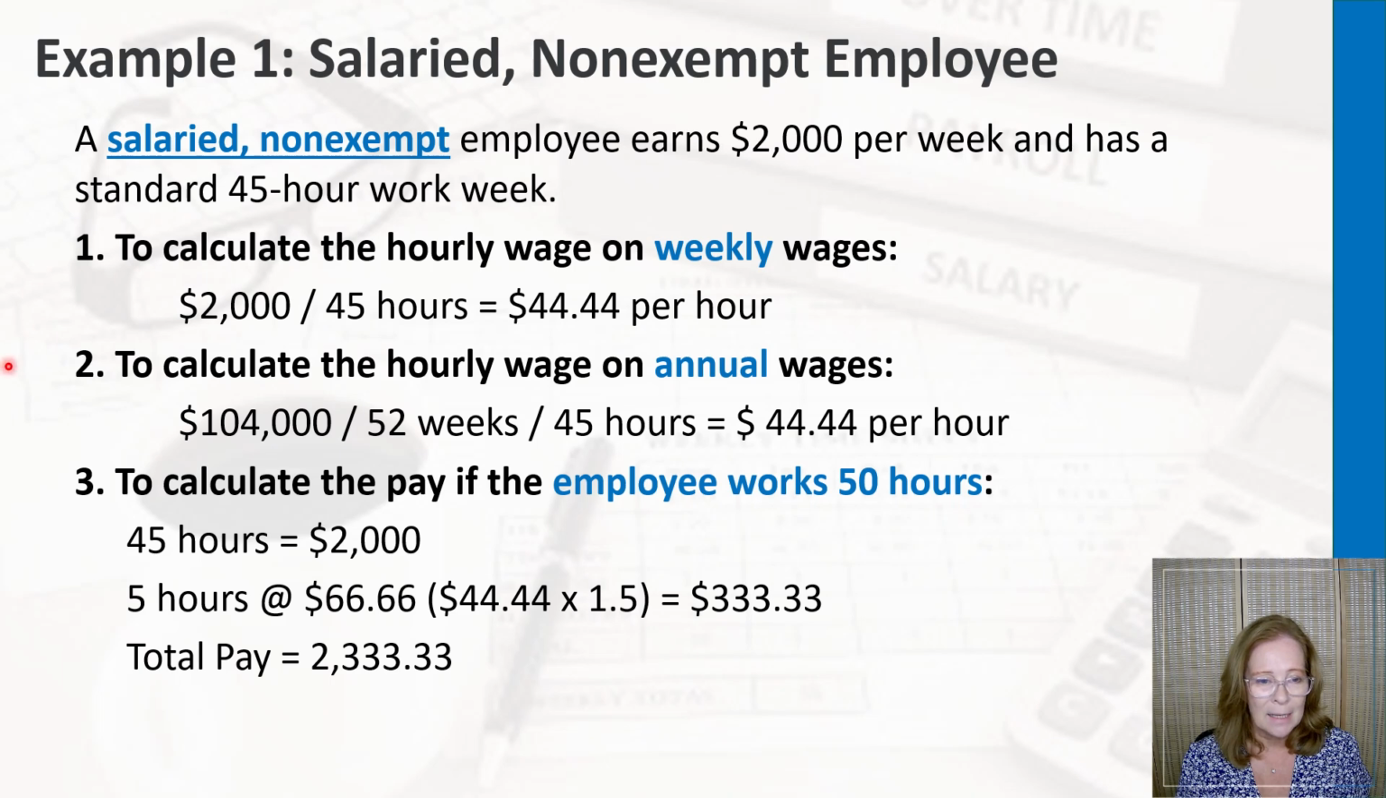Let's look at the second calculation. In this case, the annual salary is $104,000. So in this case, you would take the annual salary divided by the number of weeks per year, 52, and divided by the standard number of hours per week, in this case 45, and also arrive at $44.44 per hour. So it really just depends on what your starting point is, either the weekly, bi-weekly, semi-monthly, or annual salary.